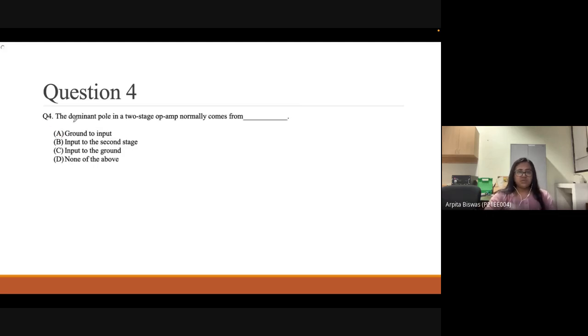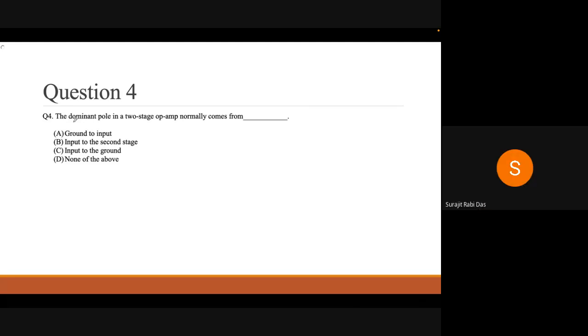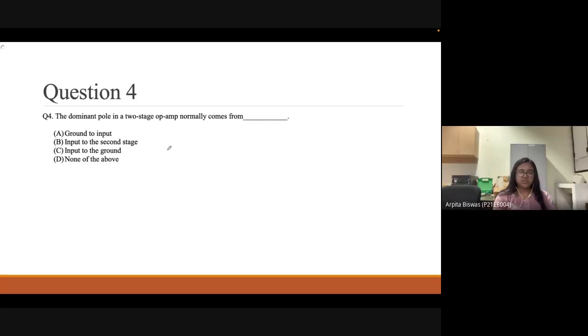The dominant pole in a two-stage op-amp normally comes from: the first option is ground to input, the second option is input to the second stage, the third option is input to the ground, and the fourth option is none of the above. It is input to ground. Can you explain?